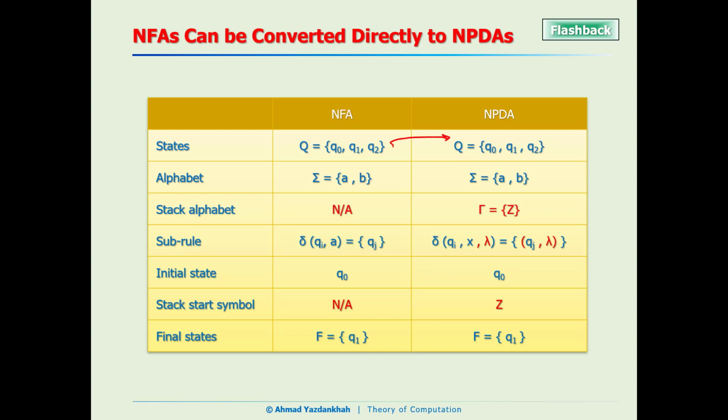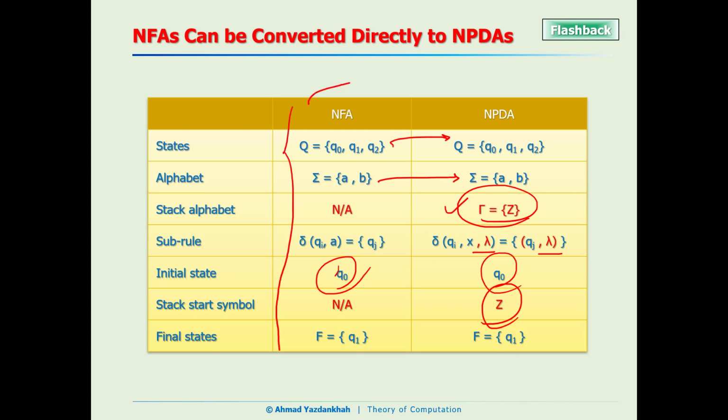For the Qs, no changes. For the alphabet, no changes. We just needed to add this. And as I said, this comma lambda, no changes here. And we added this Z to this definition. And this way, easily, we converted the NFA's mathematical definition to NPDA's mathematical definition.